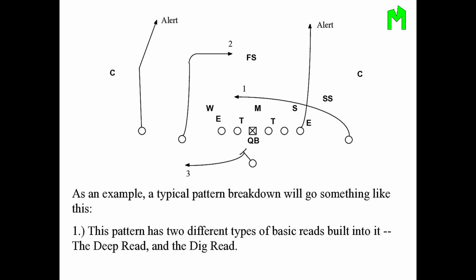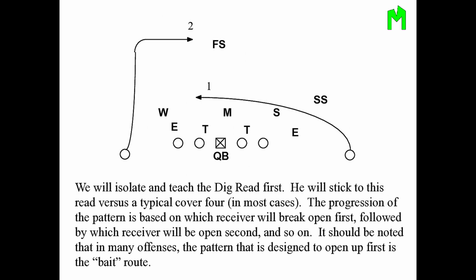and sharp observation. Focusing on teaching the dig read progression, the quarterback sticks to this read against typical cover 4 defenses. The progression depends on which receiver breaks open first, followed by the second option, and so on. Often, the first route designed to open is a bait route, drawing defenders and creating space for the next receiver. This teaching approach helps the quarterback understand timing and receiver sequencing within the progression.